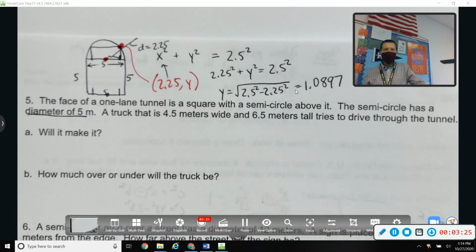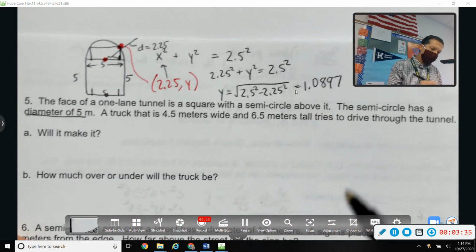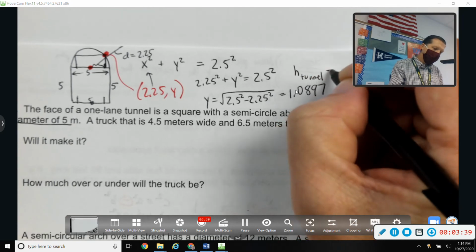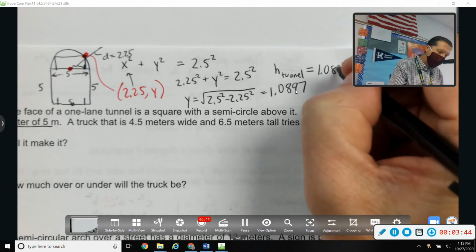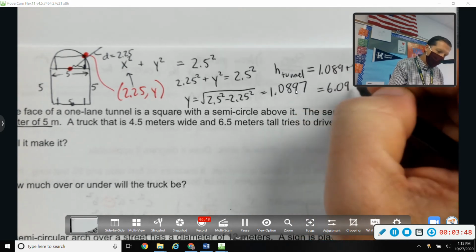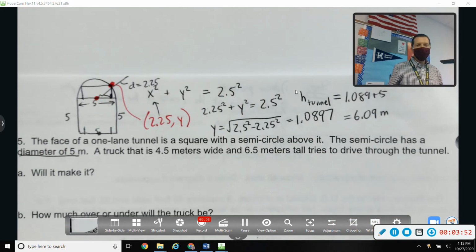But that's not really the height of the tunnel right there. Right? I know it's more than 1.08 whatever. How tall is the tunnel right there? Or how do I figure out how tall the tunnel is? Yeah, I need to add 5 to that. So 6.089. Now I'm going to round because I see already that, am I going to make it or not?